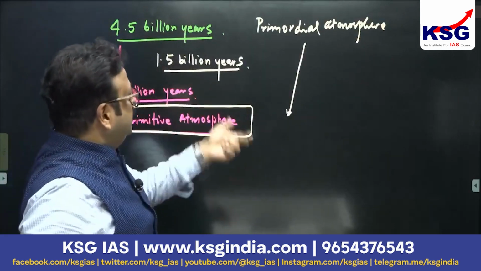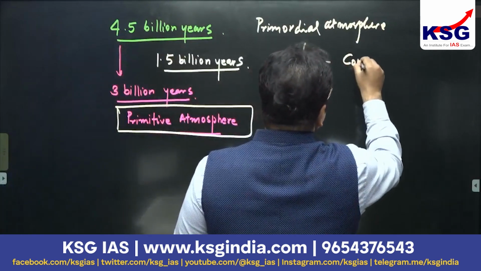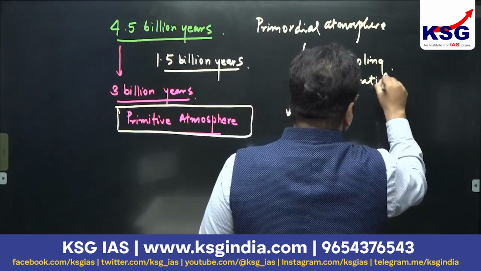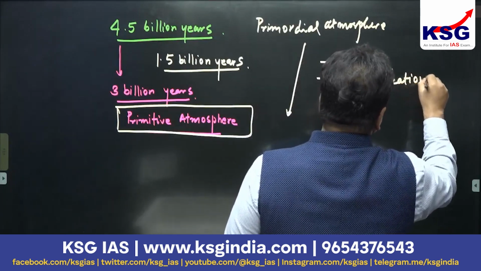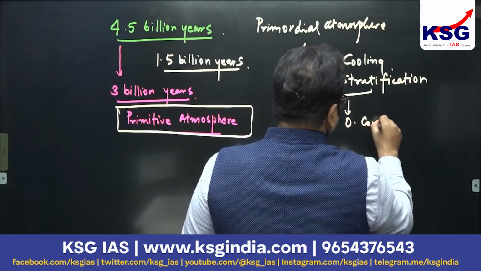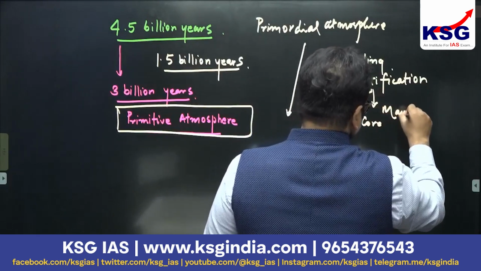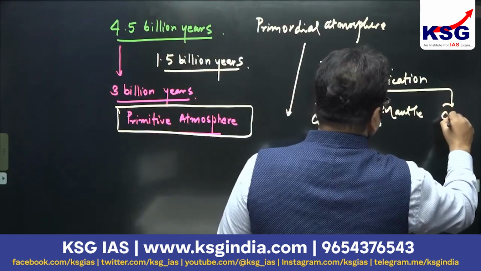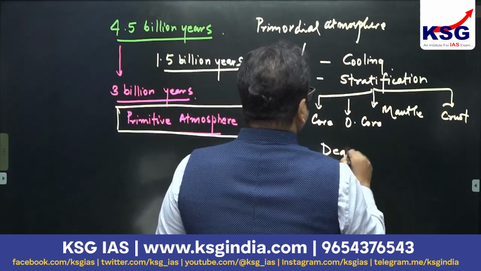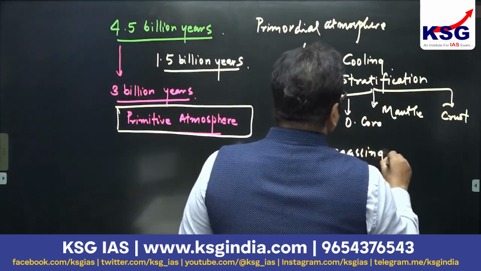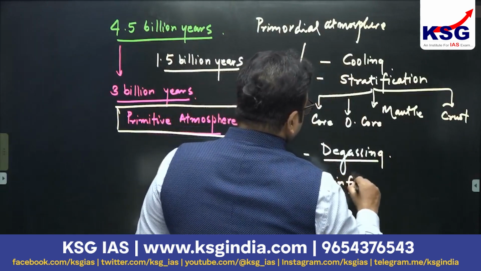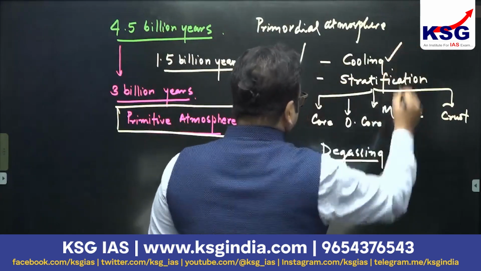And during this 1.5 billion years, what was going on? Cooling was going on, stratification was going on. That means formation of core, outer core, mantle and crust. This stratification was going on, and not only this, degassing was going on. Degassing. And after degassing, there was a continuous rainfall that is also taking place.